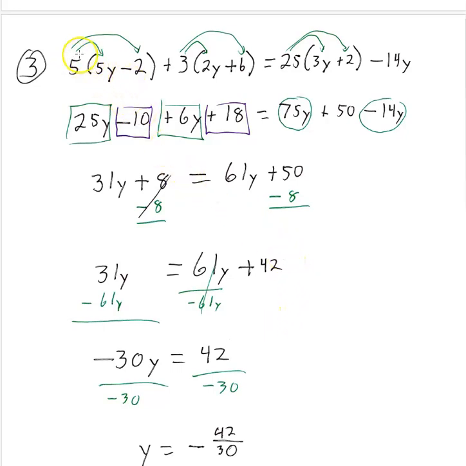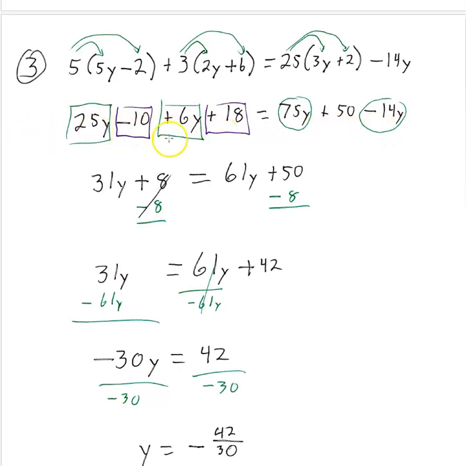So I do 5 times 5y gives me 25y. 5 times minus 2 gives me negative 10. Again, if you're having trouble, just do 5 times minus 2. Boom, you got it. Now I have over here 3 times 2y, giving me 6y. 3 times 6, giving me 18. And then I have to do the same thing over here. 25 times 3 is 75. 25 times 2 is 50. And I just have to bring this negative 14y down.